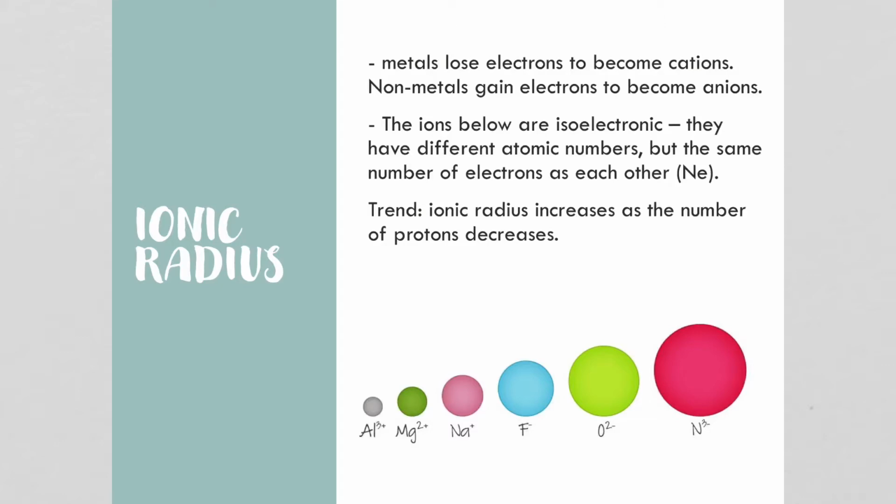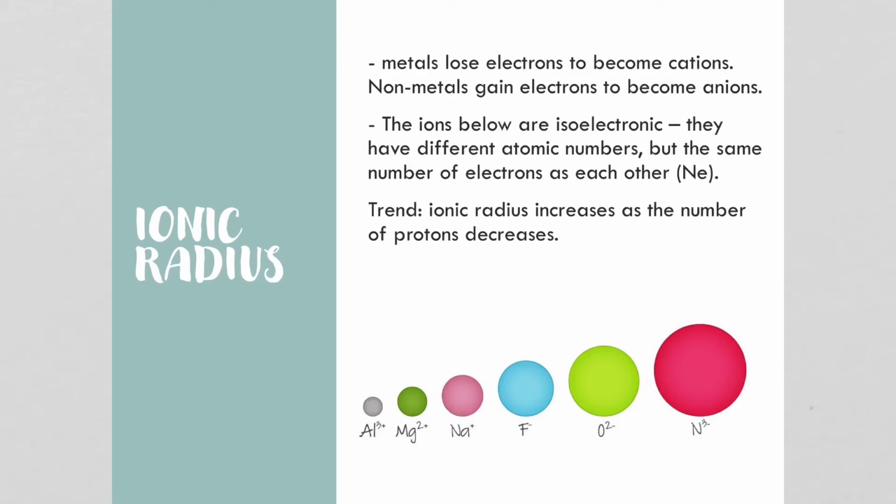Remember, electrons are trying to either fill up or empty their outermost valence shell to become closest to their neighboring noble gas. So in this case, the ionic radius increases as the number of protons decreases. In this example, aluminum 3+ is smaller than magnesium 2+. So magnesium 2+ actually has fewer protons, and then sodium 1+ has one fewer proton than magnesium.